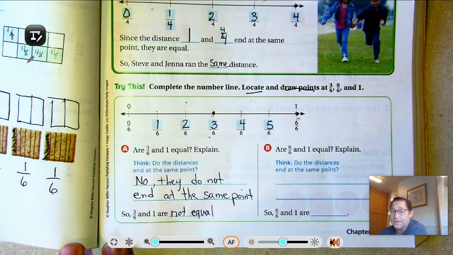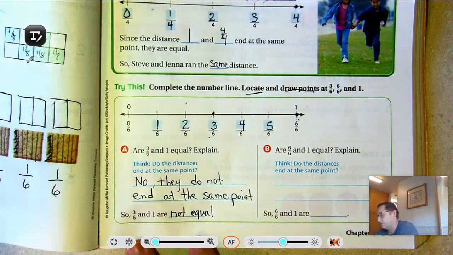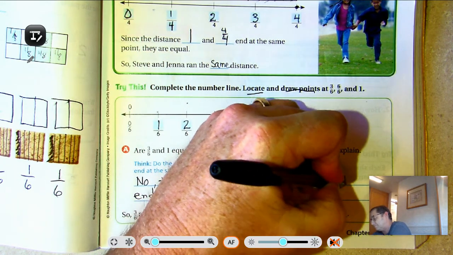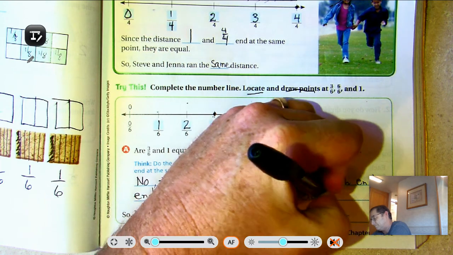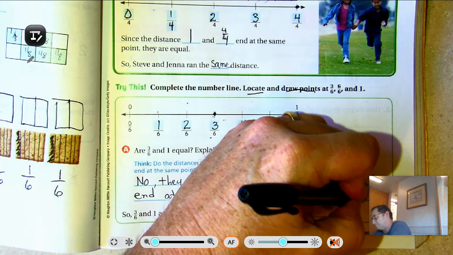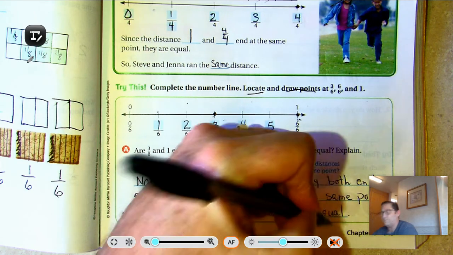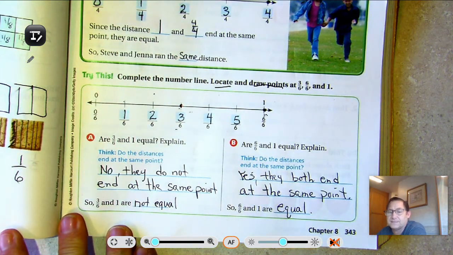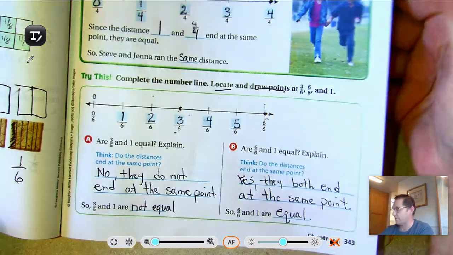Are 6/6 and 1 equal? 6/6 is here, 1 is here, and they both meet at the same point. So yes. What's the explanation for that? Since 1 and 6/6 both end at the same point on the number line, they are equal. 6/6 and 1 are an equal distance. Okay, so let's move on to page 344.